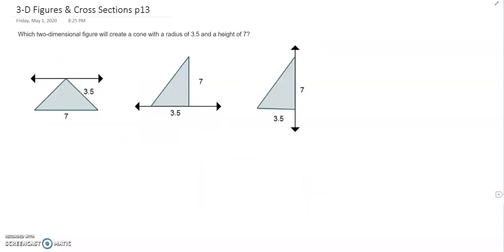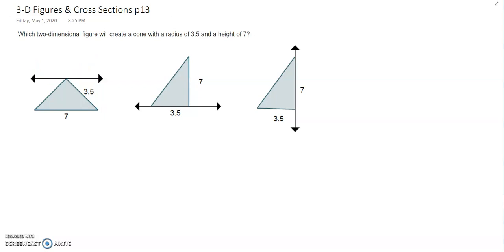Another interesting question about rotations. Which two-dimensional figure will create a cone with a radius of 3.5 and a height of 7? So if I rotate this one around, we get kind of two cones on top of each other. That's not going to create, oops, wrong shape that we get there. Oops, I rotated the wrong part of that one. Let me fix it here.